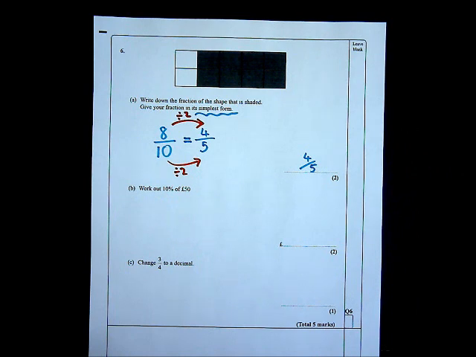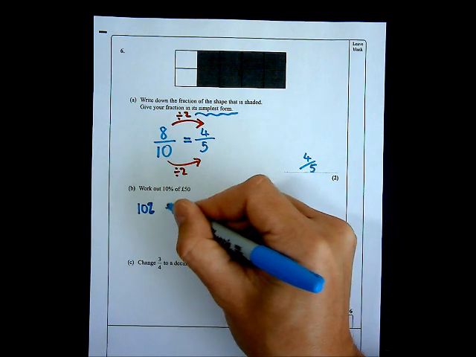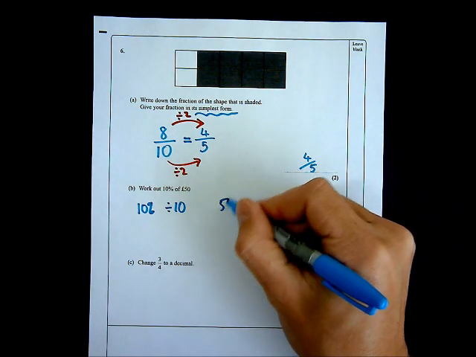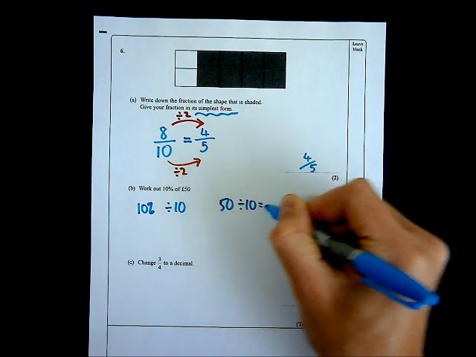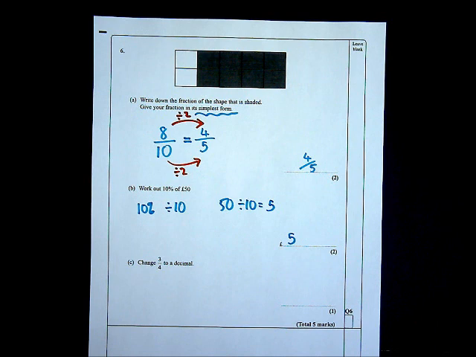Part B, I'm asked to work out 10% of 50, and I know to find 10%, I need to divide by 10. So 50 divided by 10 will be 5. So 10% of 50 is £5.